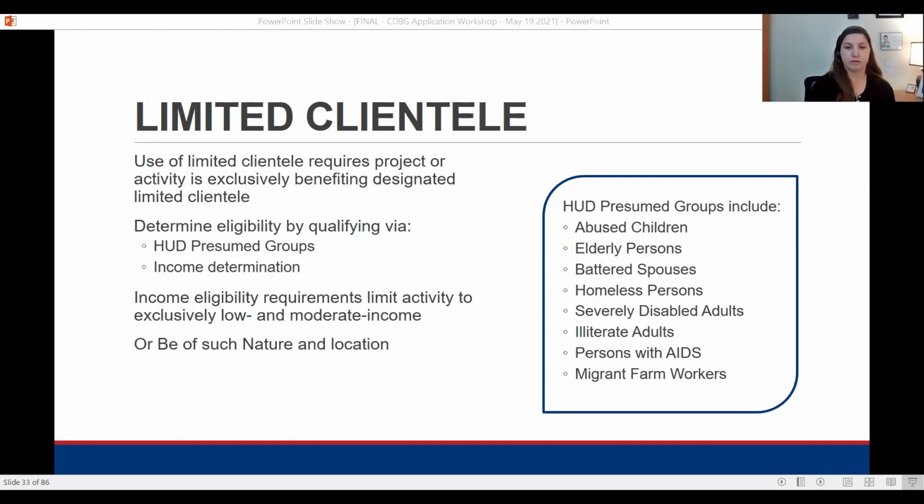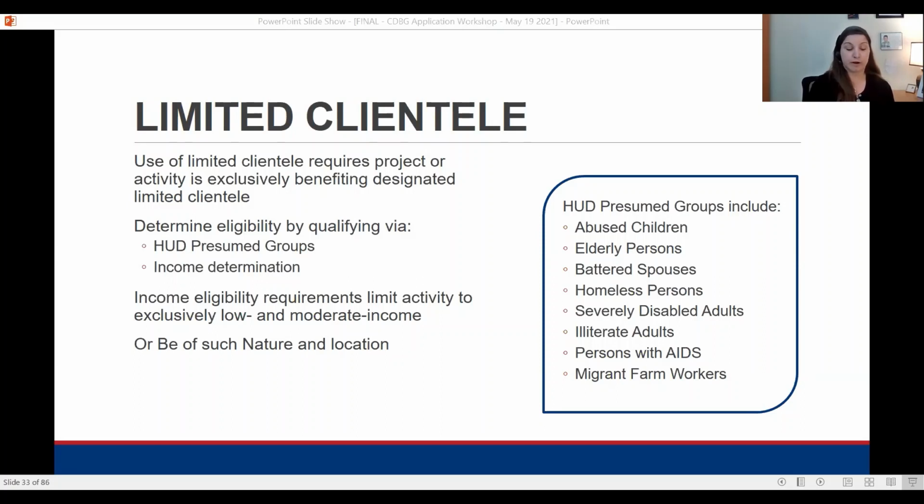The first one is called the HUD presumed group, and you can see on your screen that the categories included in that group are outlined in the blue box. It includes, I won't read them all, abused children, elderly persons, etc.